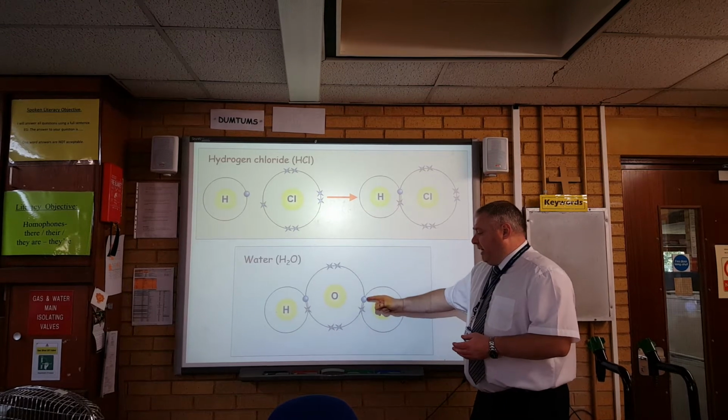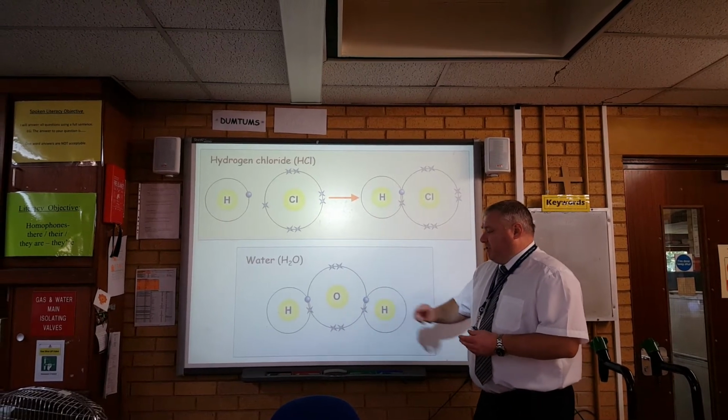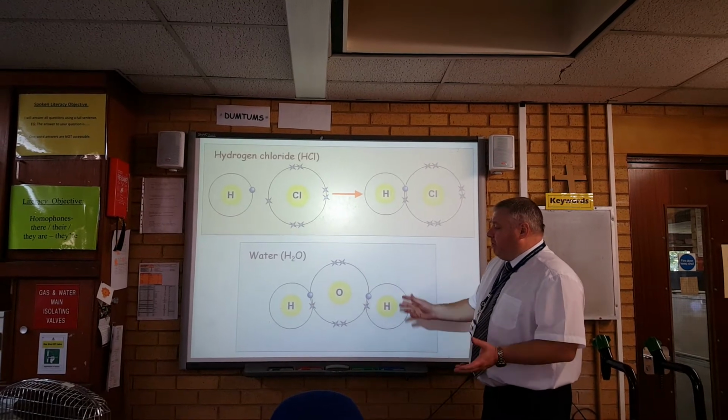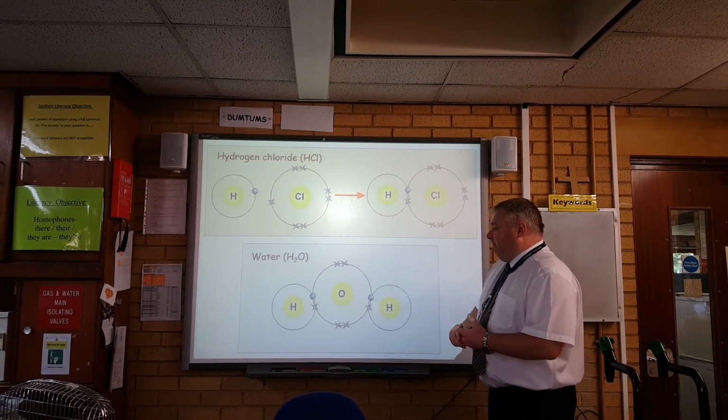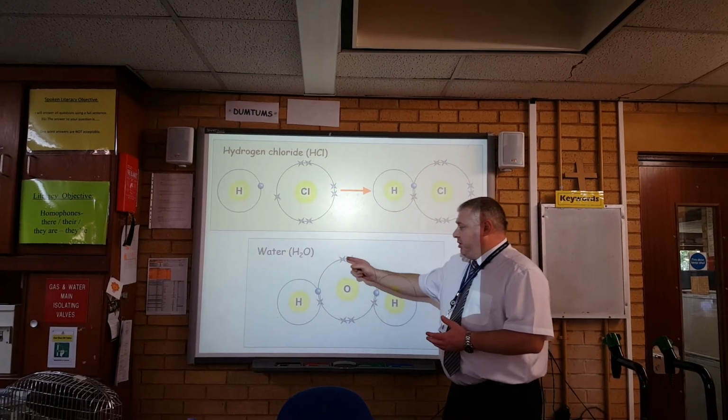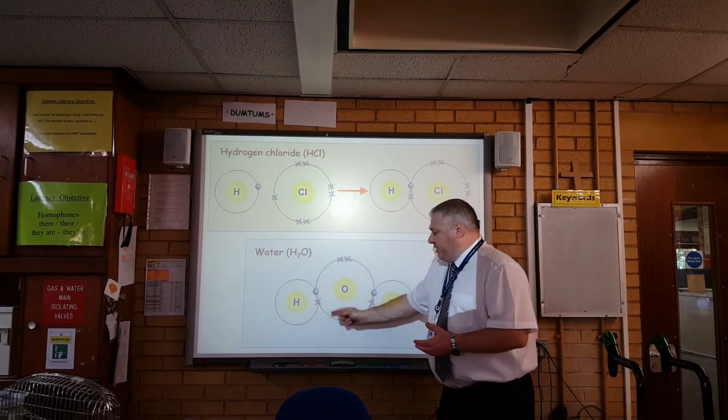As we said before, hydrogen's atomic number 1, so it just has the 1 electron, which is represented by the dot in these diagrams. And if we look, all the atoms now have full outer shells. Each of the hydrogens have 2, and if we look at the oxygen, it's got 1, 2, 3, 4, 5, 6, 7, 8.